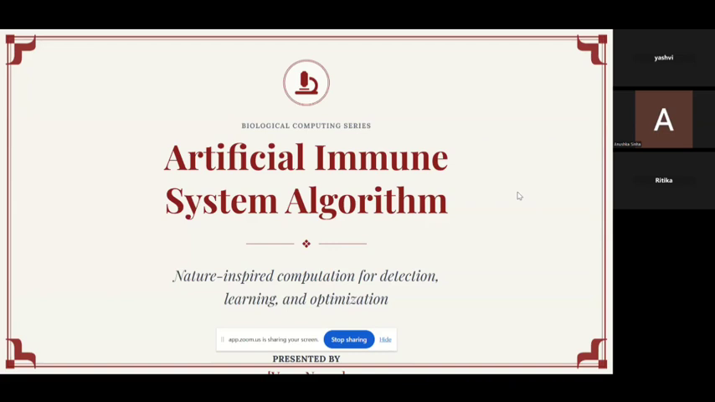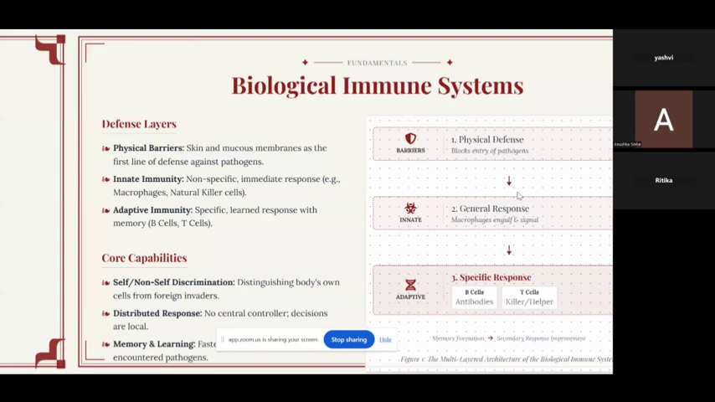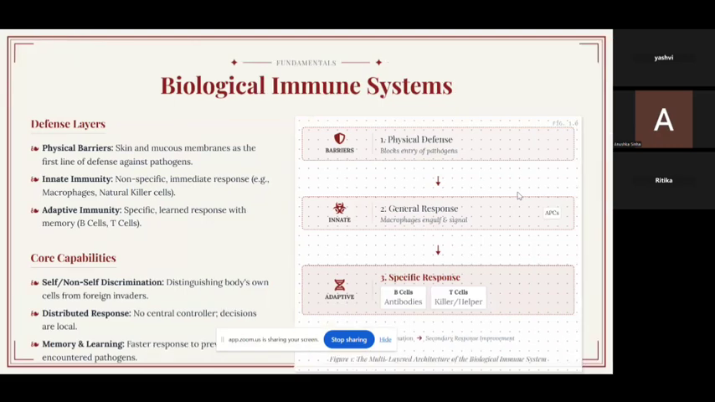So the first slide is biological immune systems. Let's look at the body's ultimate security team. It works in three phases. The first is the simple border wall, physical barriers like your skin, just keeping things out. If an invader gets through, the innate immunity is the immediate non-specific police force, like the macrophages. They just attack anything foreign right away.